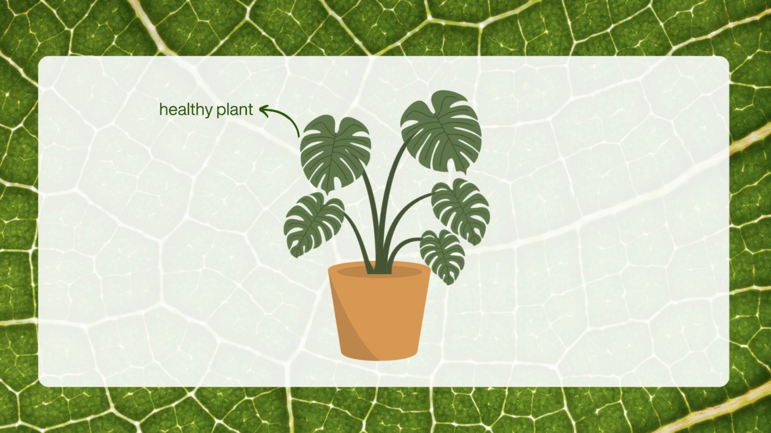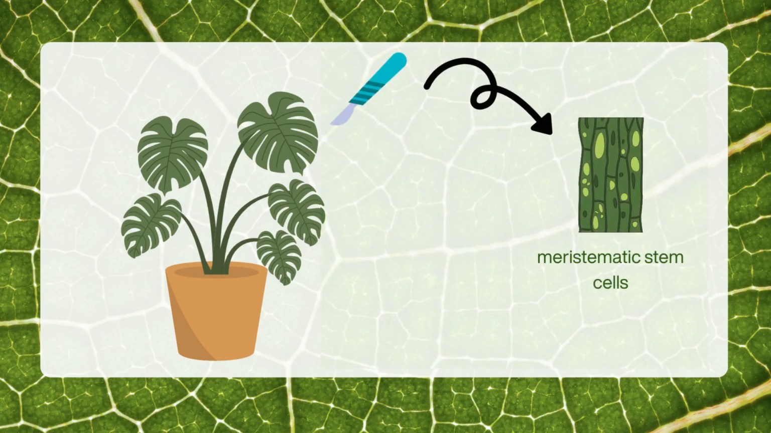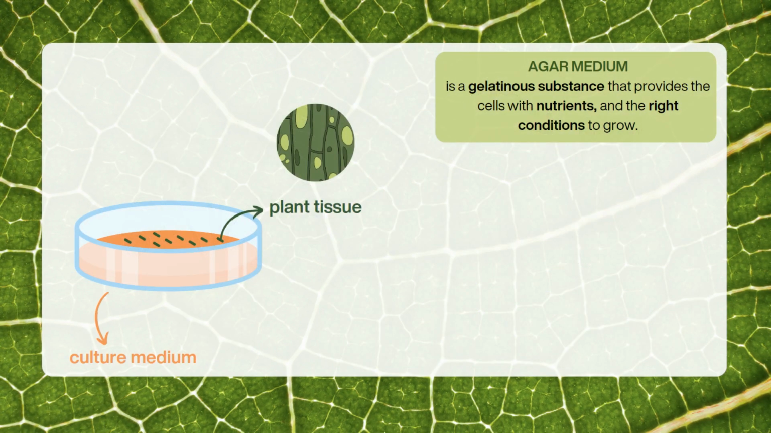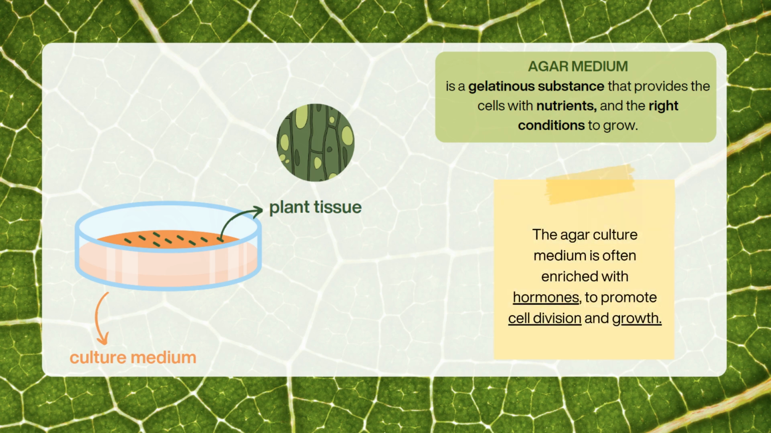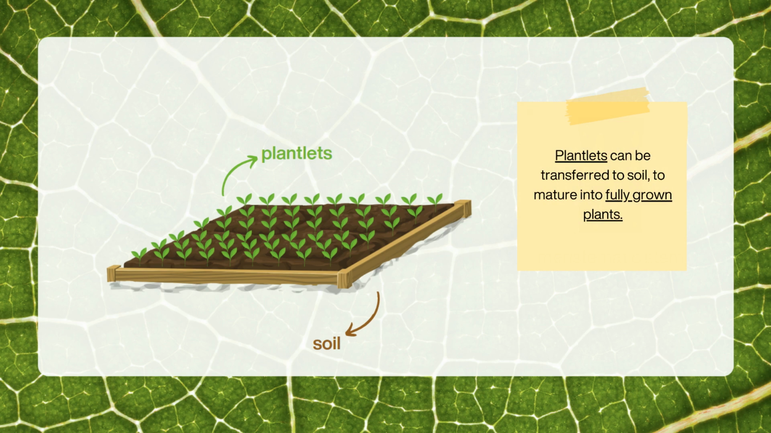First, we select a healthy plant with desirable traits, such as disease resistance or other beneficial characteristics. Next, small samples of tissue, specifically meristematic stem cells, are carefully scraped from the parent plant. These cells are then placed in a special culture medium that contains agar, a gelatinous substance that provides the cells with nutrients and the right conditions to grow. The culture medium is often enriched with hormones to promote cell division and growth. Over time, the meristem cells will develop into small plantlets. These plantlets can then be transferred to soil or other growing media to mature into fully grown plants.